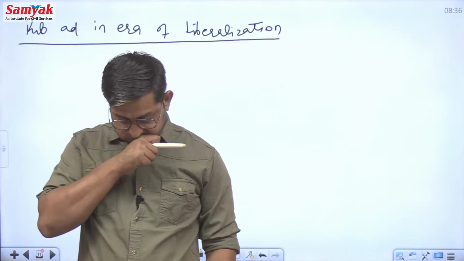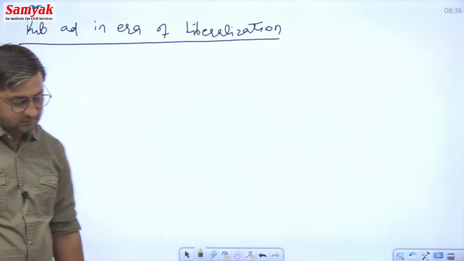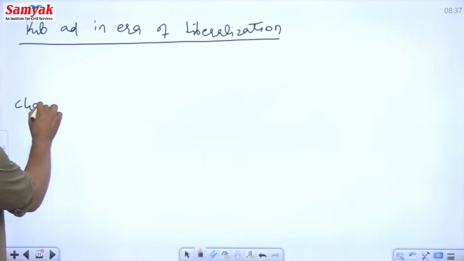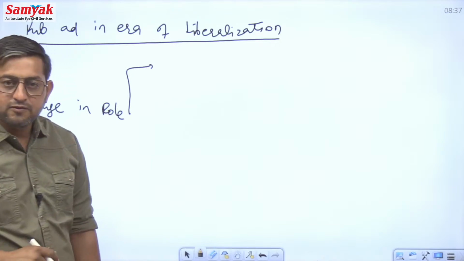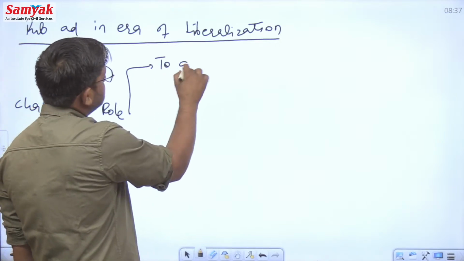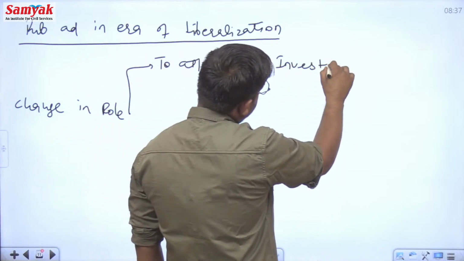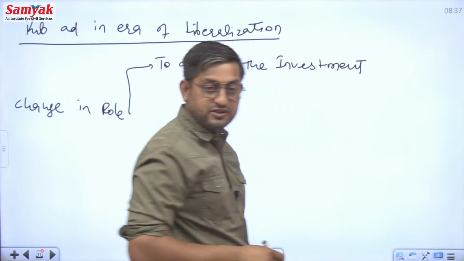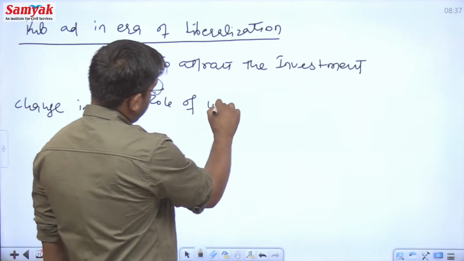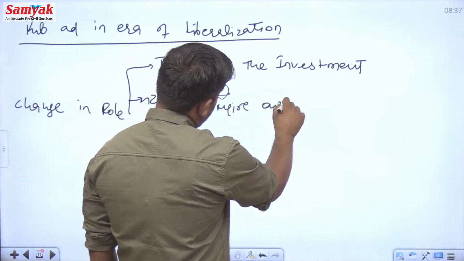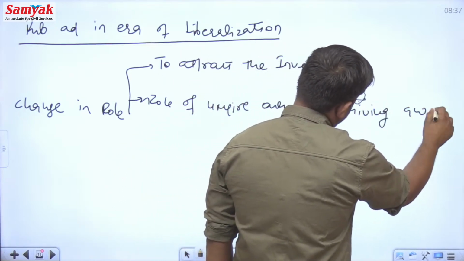Now, if we talk about the change in role of public administration, we have new responsibilities. First responsibility is to attract the investment. Keeping in view these roles, the structures of the bureaucracy will be changed in the liberalization phase. Second is the role of umpire only, giving away the role of player.